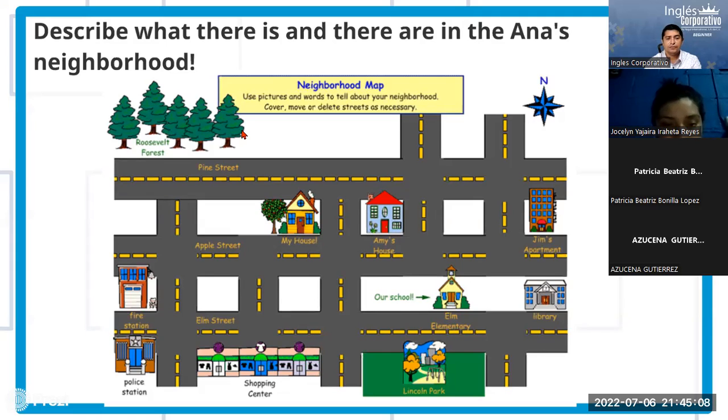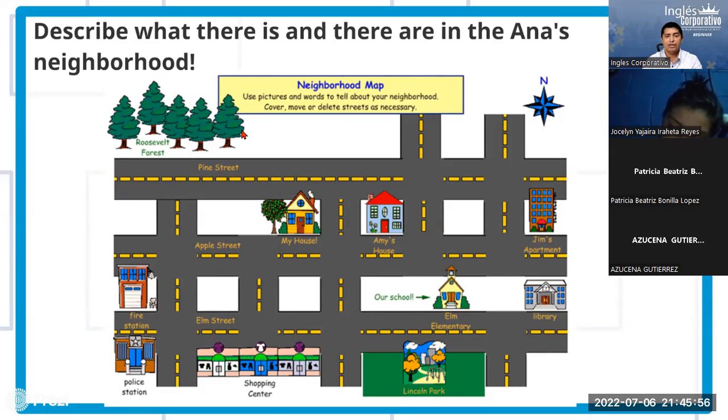Aja, what else? ¿Qué más? Teacher, no sé si me voy a equivocar, pero no sé si sería there is one house. If you are speaking in plural, si está hablando en plural, va a usar cuál de los dos, there is or there are? There is. There is singular. And there are is plural.